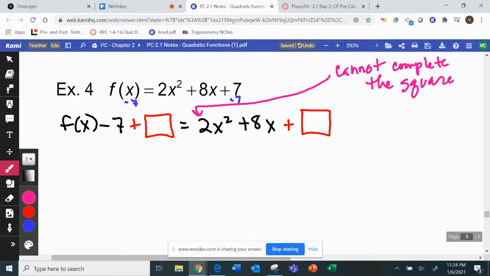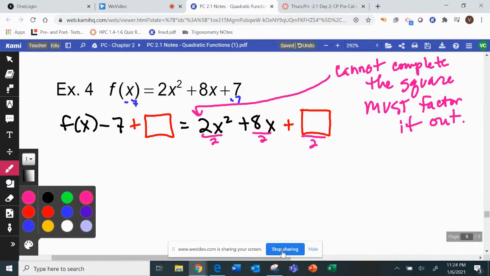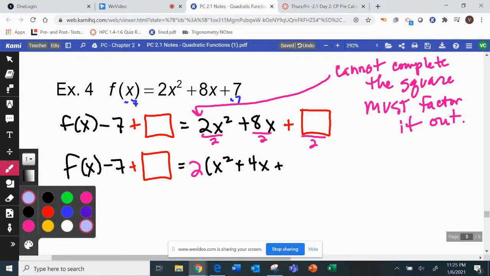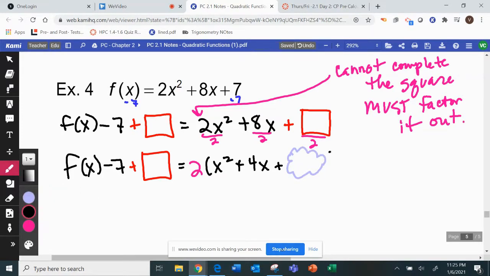other than 1. So I must factor. So we're going to factor out the 2. But it's not disappearing. I'm only doing it on one side. So now I've got f of x minus 7 plus square equals, now we factored out that 2, and I have left over x squared plus 4x plus, and I do not know what box divided by 2 is, so I'll just make a different shape. Fluffy cloud.